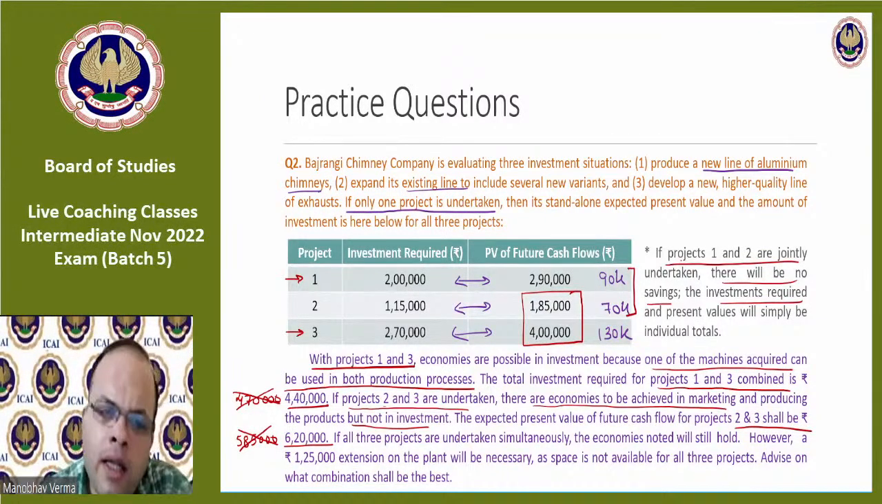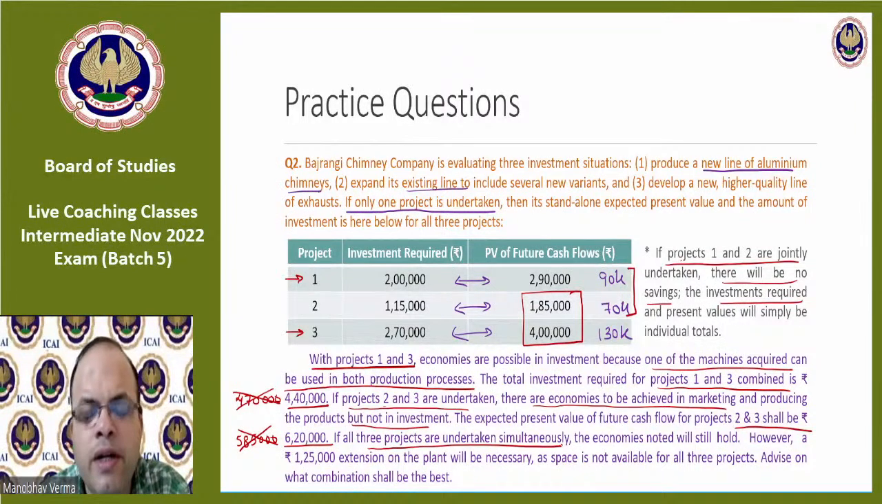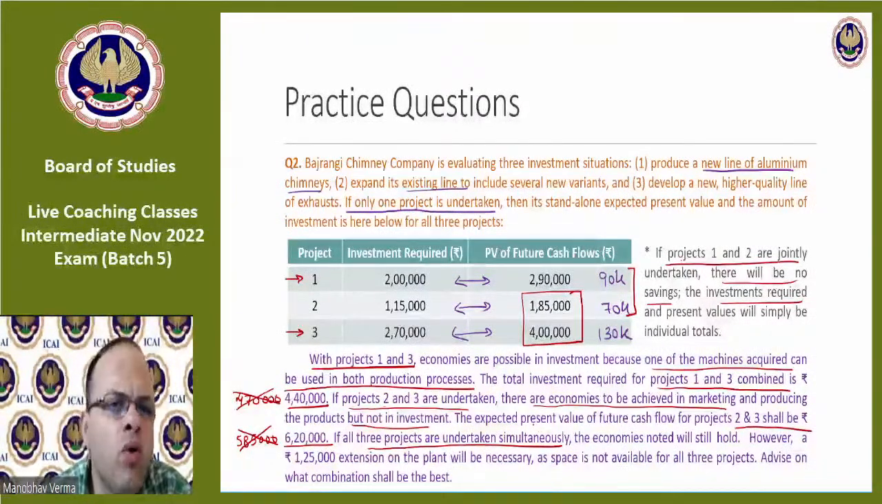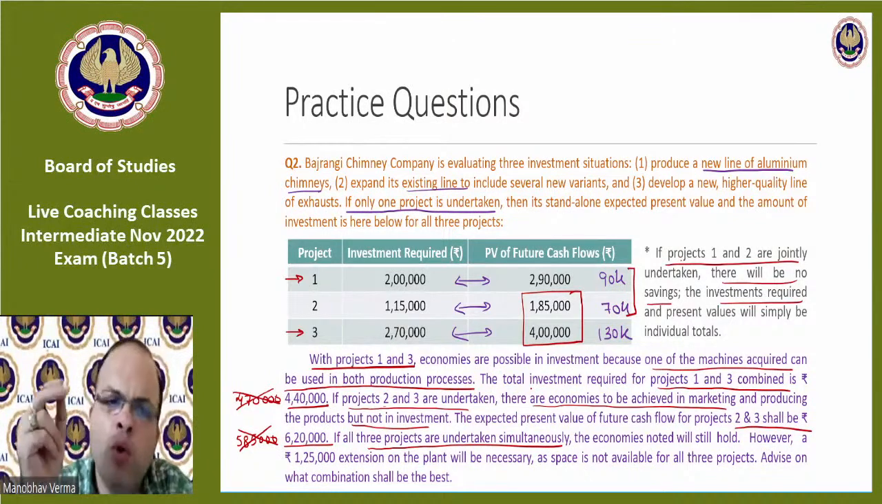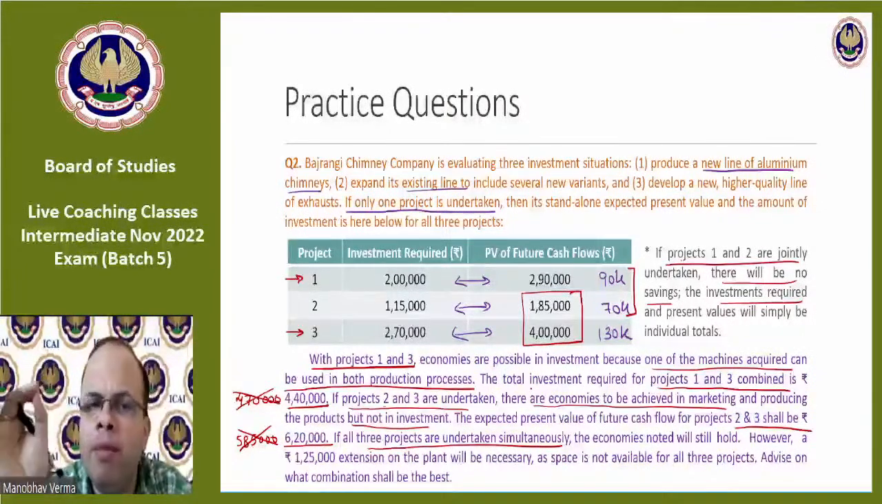Now, another possibility, what if I take all the 3 projects? If all the 3 projects are undertaken simultaneously, the economies noted will still hold. Guys, what are the economies holding? Or probably what are the economies which were there with the combination? I think there were only 2 combinations which were giving me any saving, 1 and 3 and 2, 3. Am I correct?